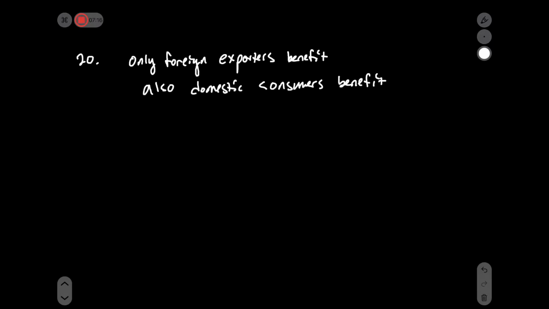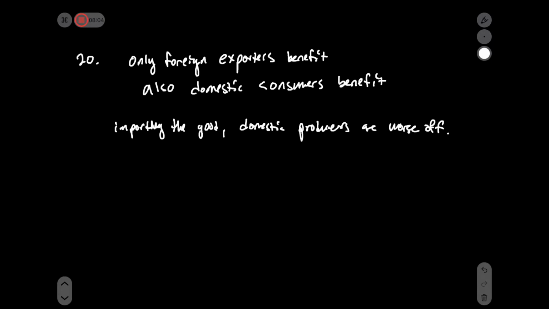The next option, that all producers benefit from trade, but not all consumers benefit from trade. No, this is not true. Domestic producers, they don't benefit from trade. Foreign producers benefit from trade. And then the domestic consumers benefit, but not the foreign consumers. Right? They pay higher prices. Everyone benefits from trade. This is also not true because in a case where you're importing the good, domestic producers are worse off.